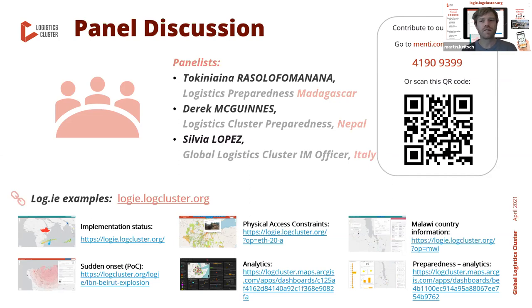So I would just quickly start with you, Toki. Do you quickly want to introduce yourself, please? Okay, so thank you, Martin. Good day, everybody. My name is Toki. I'm working here in Madagascar for WFP Country Office in the Supply Chain Unit as Emergency Preparedness Assistant. Okay, thank you so much. The sound is relatively low, so I'm going to just repeat what you said and maybe you can try speaking up a bit louder. So you're working in Madagascar in the WFP Country Office for emergency preparedness and logistics.